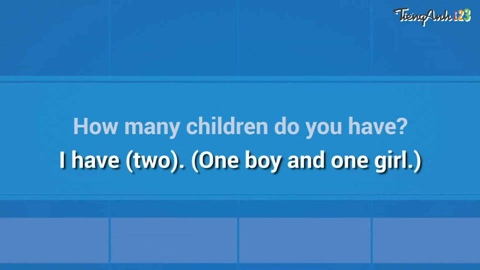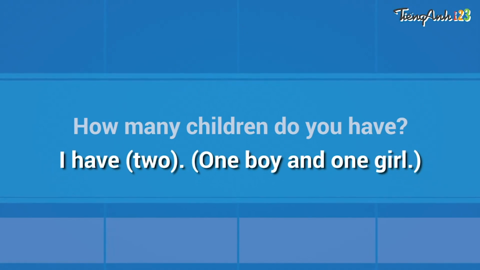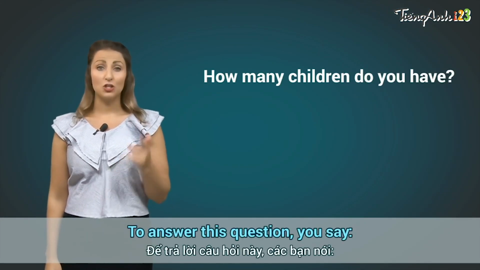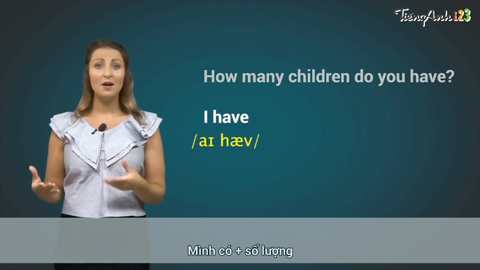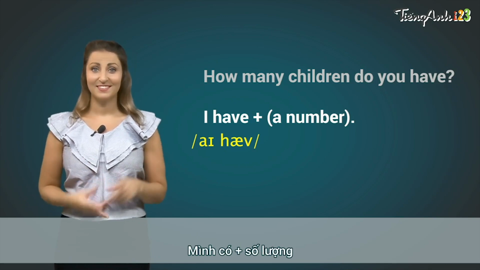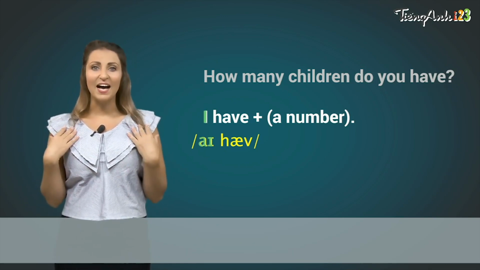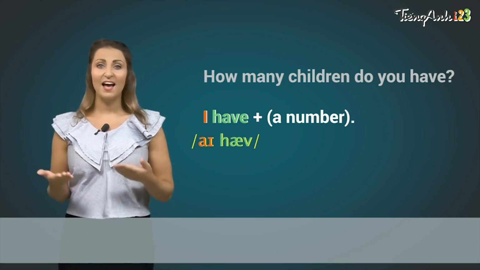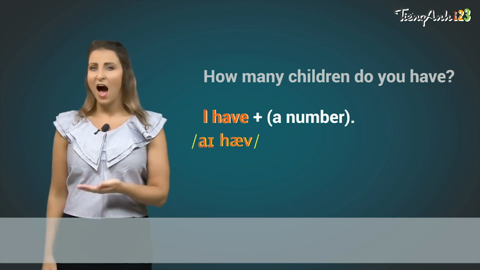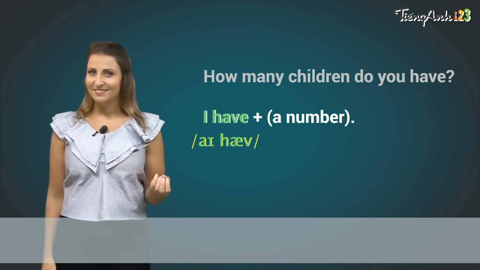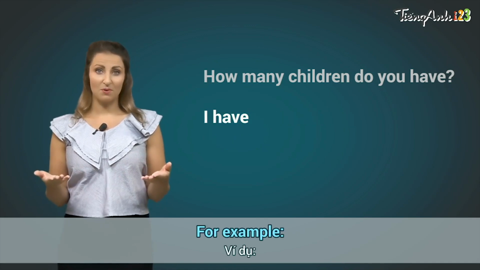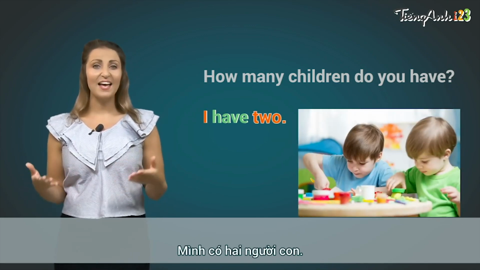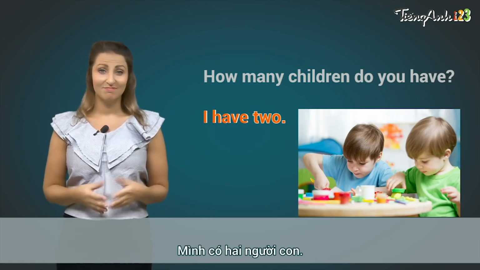I have 2, 1 boy and 1 girl. To answer this question, you say, I have plus the number. Listen. I have. I have. For example, I have 1. I have 2. I have 3.